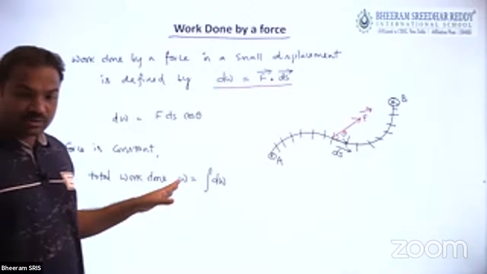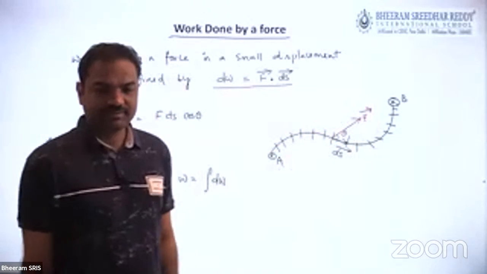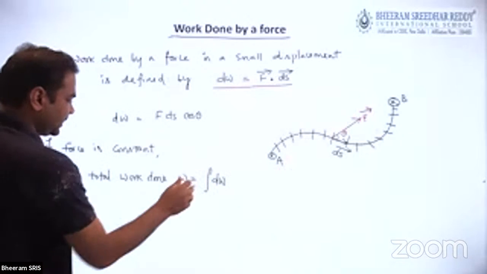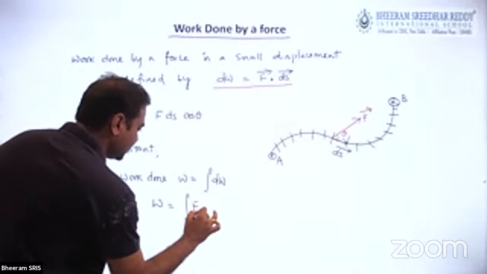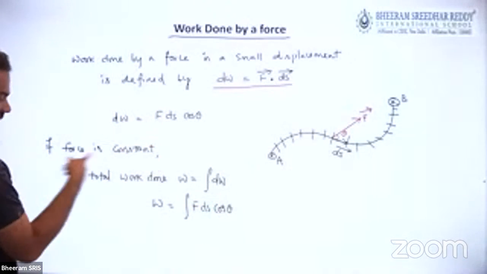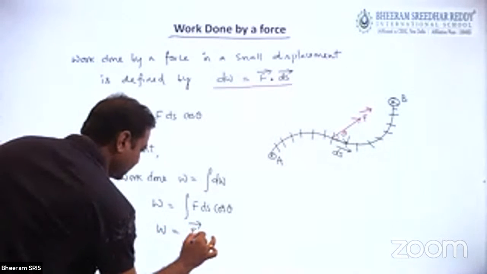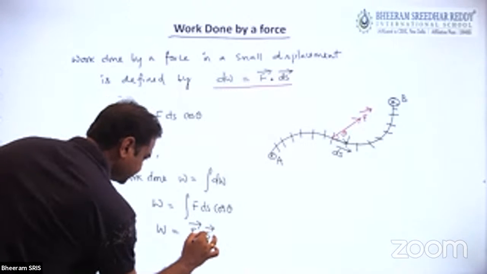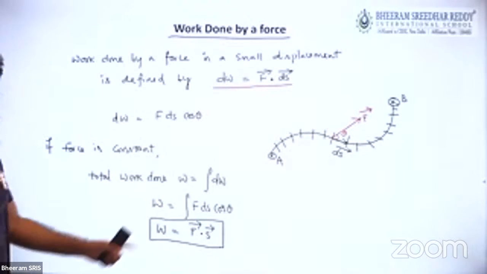Okay, so that's why I'm writing the total work done is integral dW, which means the addition of all small work done. So total work done is integral dW. What is dW? F ds cos theta. When force is constant, I can write this as F bar dot S bar, with integral ds.